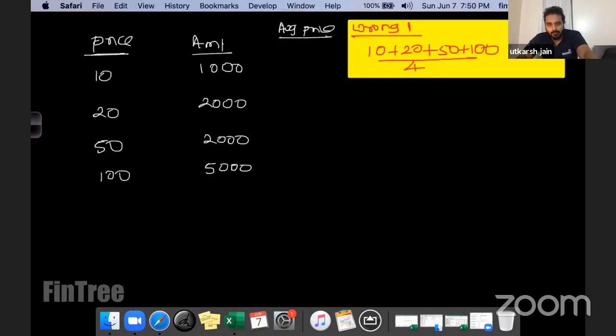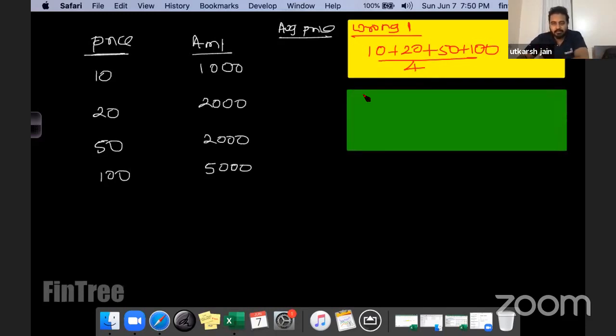Let's do the second wrong method. Is the red visible properly on the green? Okay, good. So wrong method 2: if you do a plain vanilla harmonic mean, where you say 4 divided by 1 by 10 plus 1 by 20 plus 1 by 50 plus 1 by 100, this is also going to get you a wrong answer. So what is the correct way to do it?